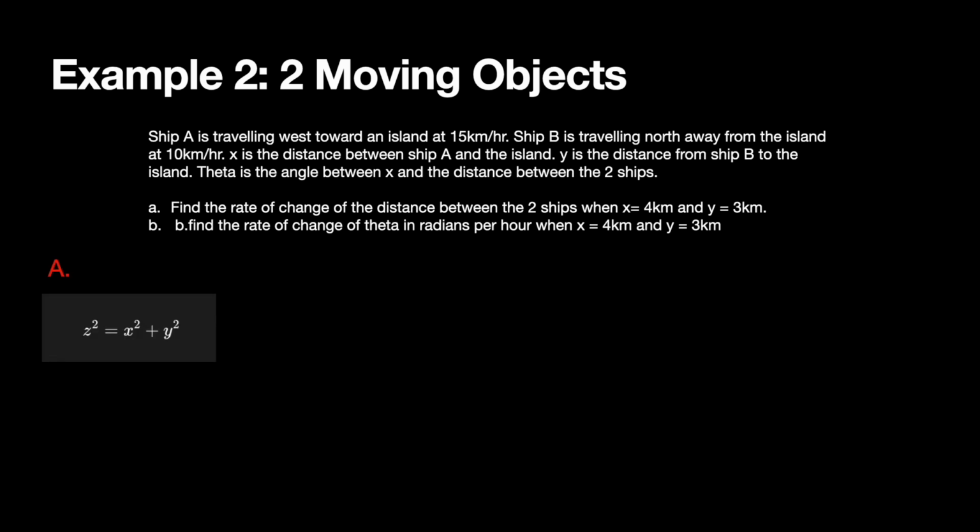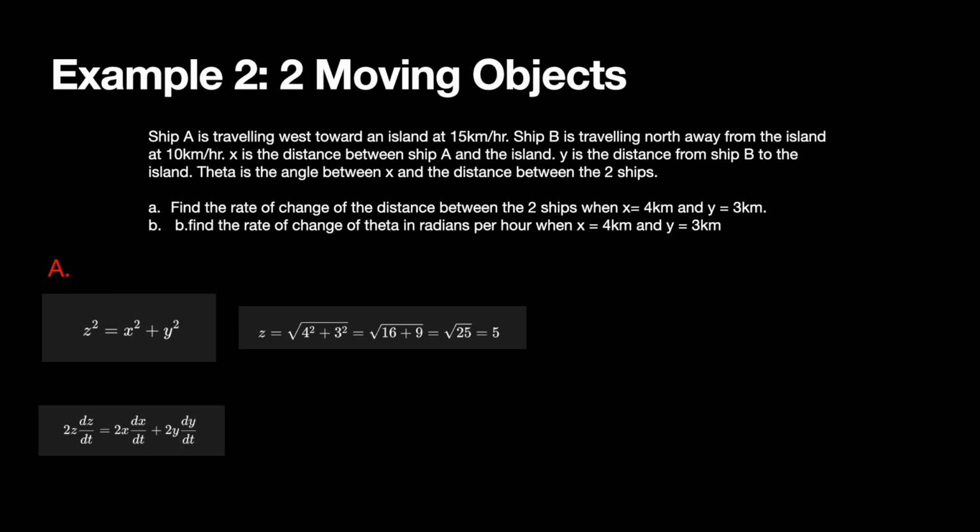First, for part A, we can use Pythagorean theorem to get a relation between all our three variables. Then we solve for z when x is equal to 4 and y is equal to 3. Differentiating our original expression gives us this, and then since we have dx over dt, dy over dt, dz over dt, and x, y, and z, either given by the problem or solved for, we can find dz over dt, or the rate of change of distance between the two ships.